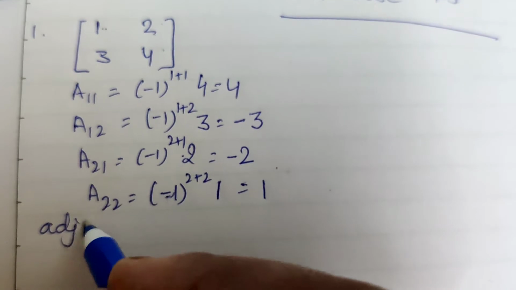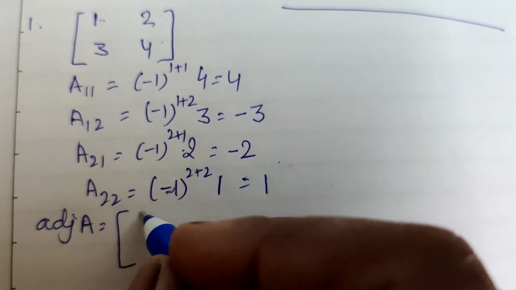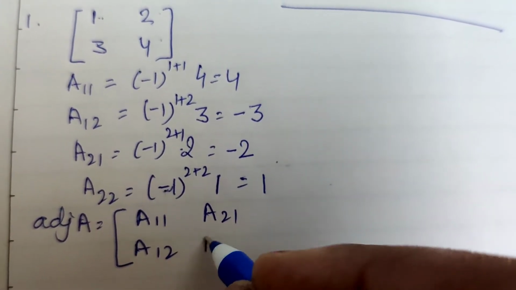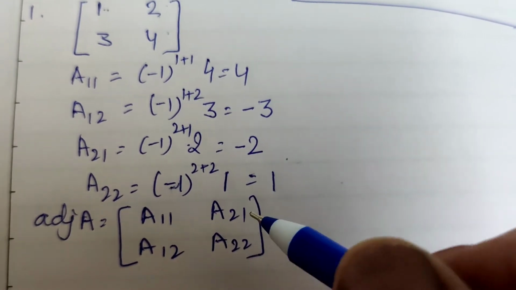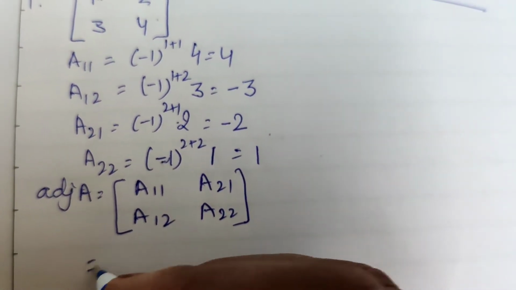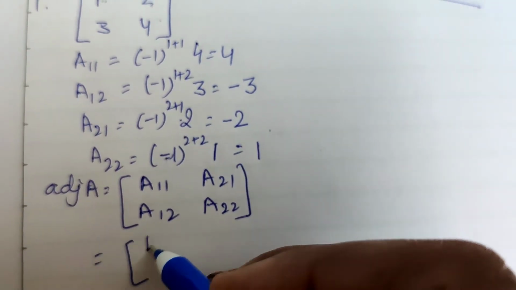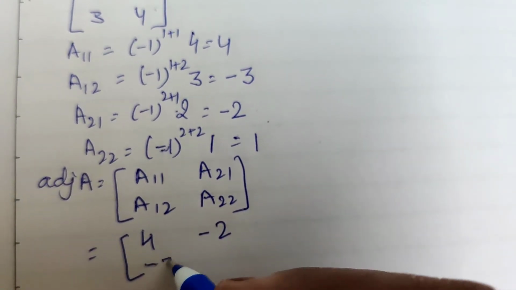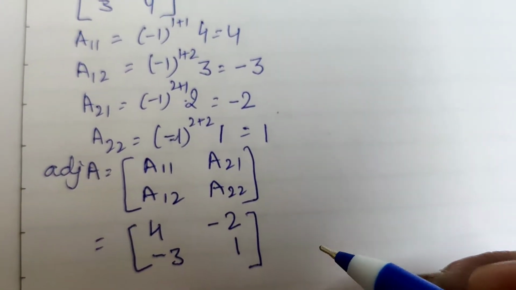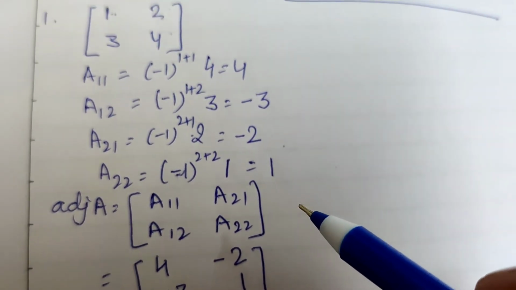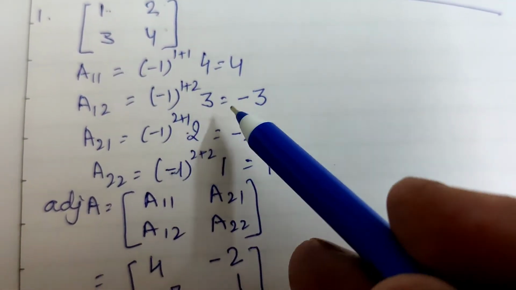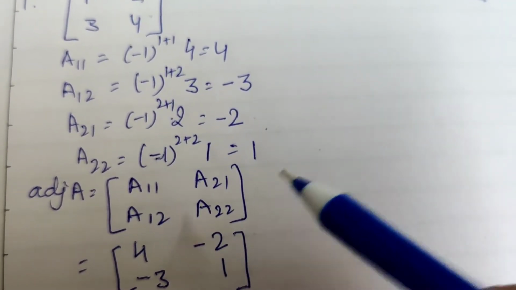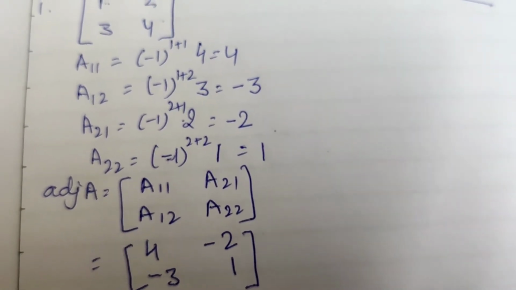Now the adjoint of this matrix is arranged like this: A11, A12, A21 and A22, just the transpose of the cofactors. A11 is 4, A21 is minus 2, A12 is minus 3 and A22 is 1. This is the adjoint of the given matrix. First we find the cofactors and then arrange like this. Next, question number 2.